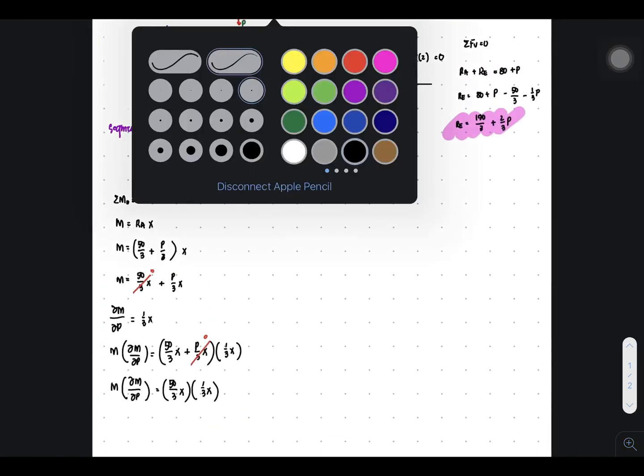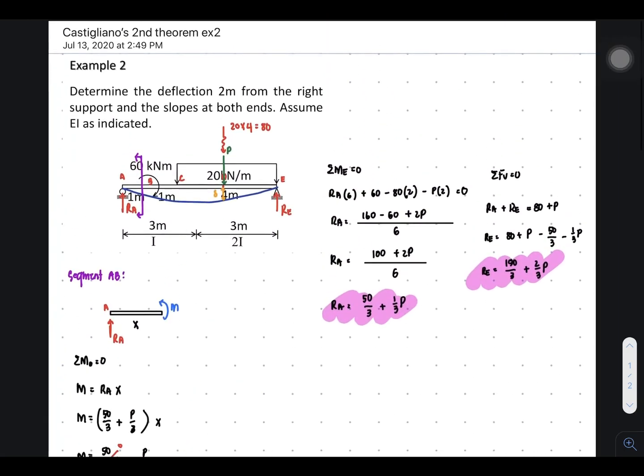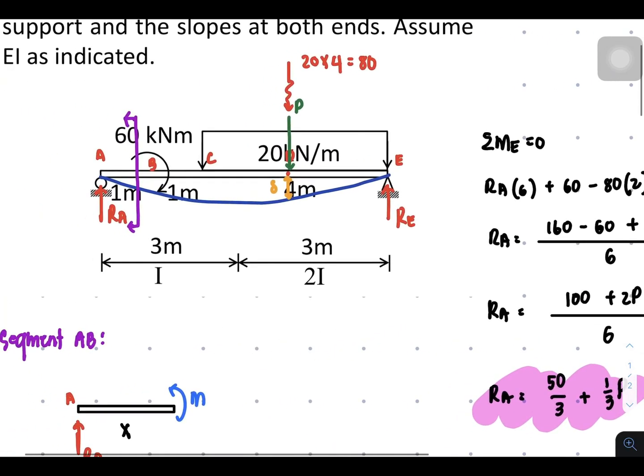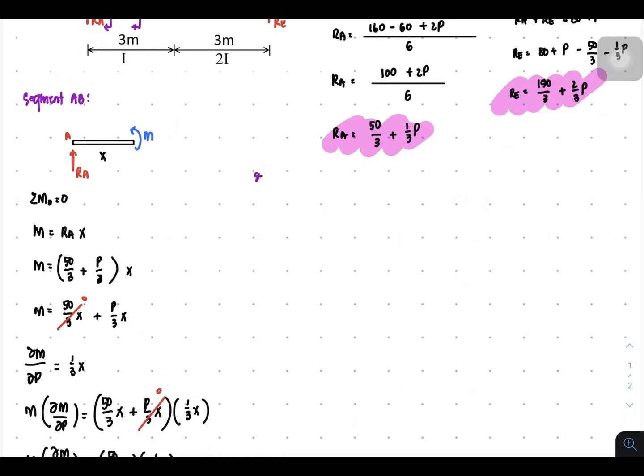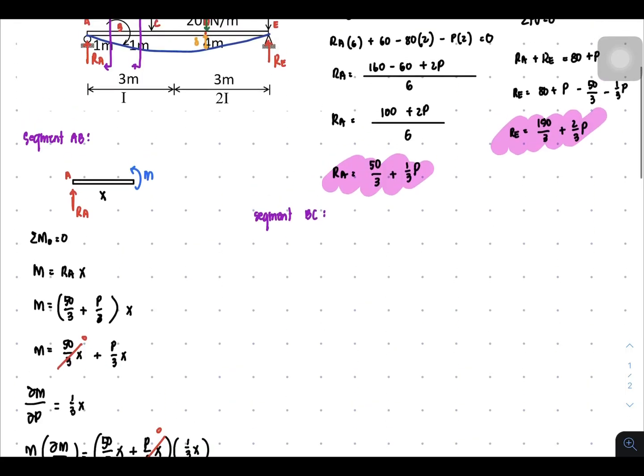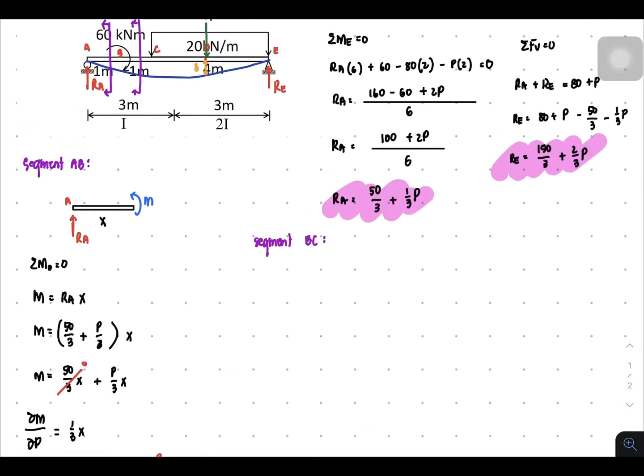Let us proceed to the next segment. For the next segment, we will be cutting BC, and I'll consider the left side. So this is segment BC, and I'll copy this beam.